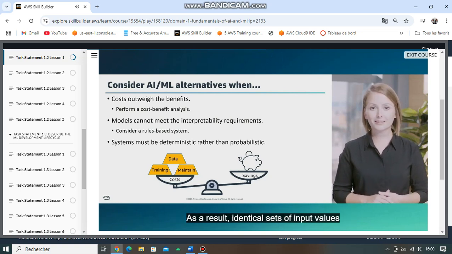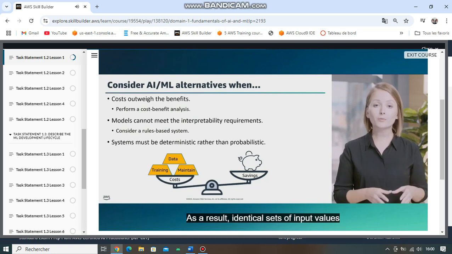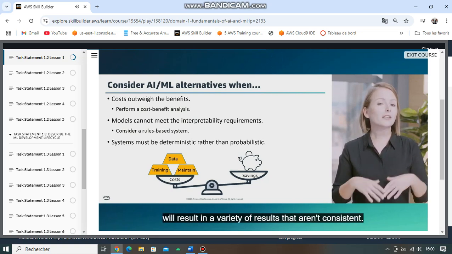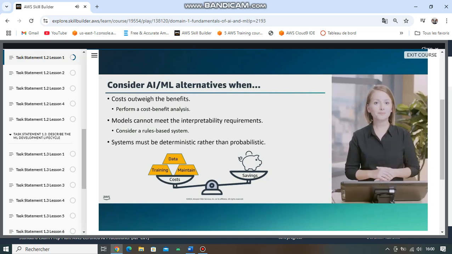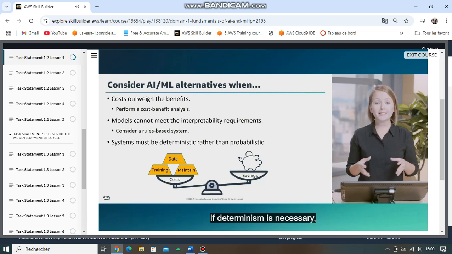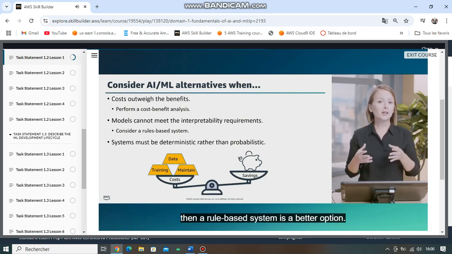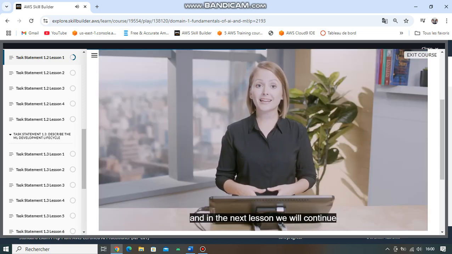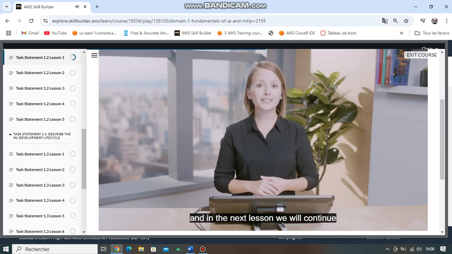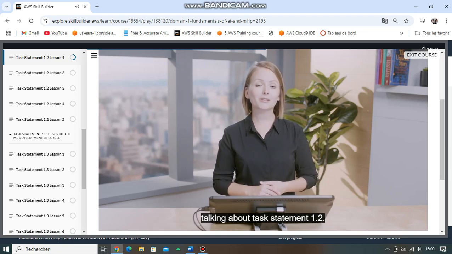As a result, identical sets of input values will result in a variety of results that aren't consistent. If determinism is necessary, then a rule-based system is a better option. I'm going to pause this lesson here, and in the next lesson, we will continue talking about task statement 1.2.